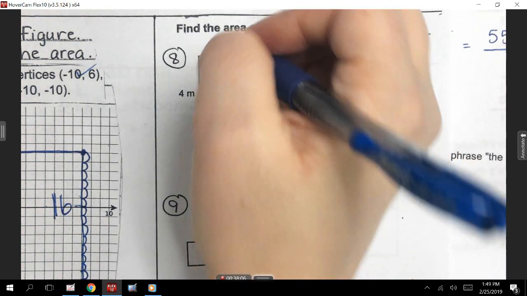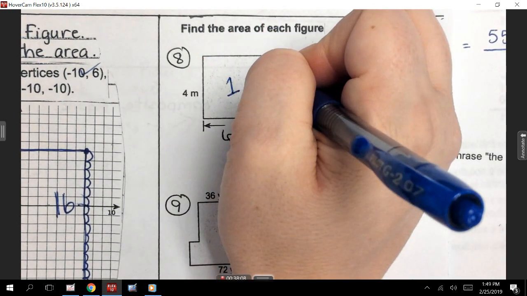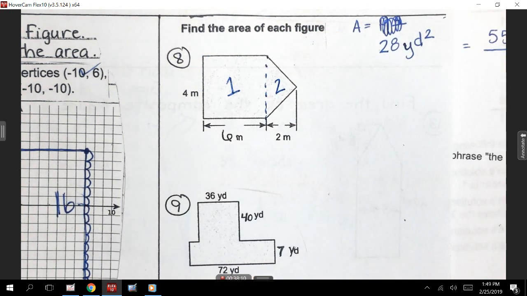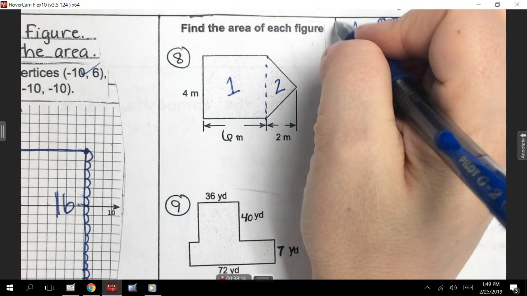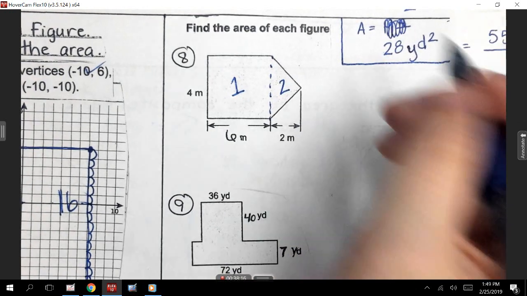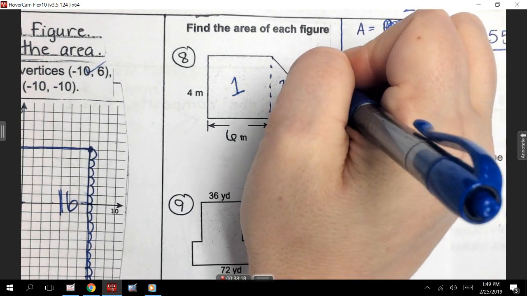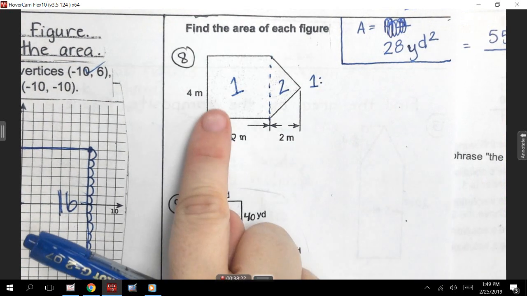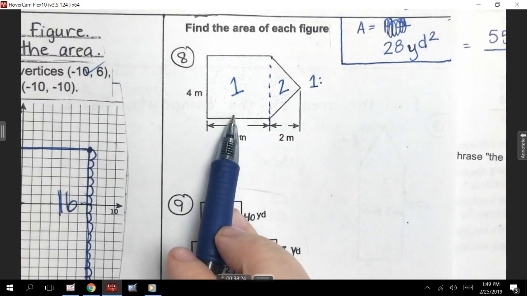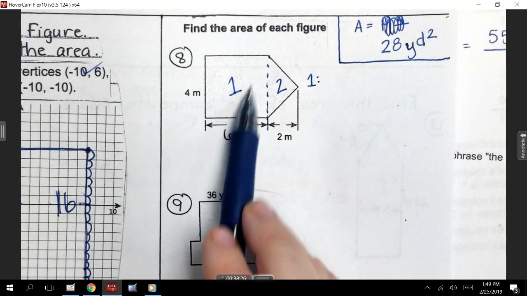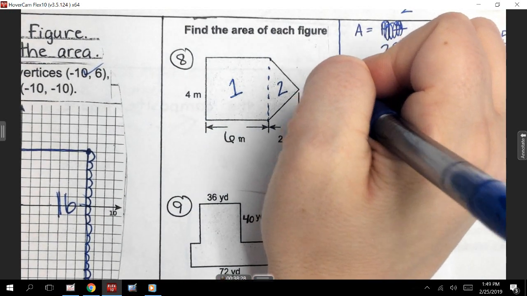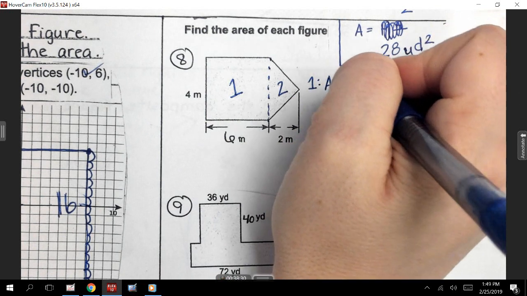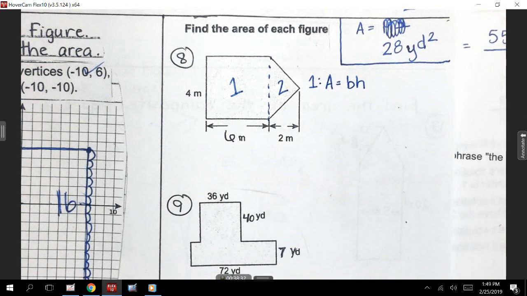And y'all know me, I like to number it. So I'm going to number the rectangle shape 1 and the triangle shape 2. That just helps me to know where my work is. Okay, so shape 1. For that rectangle, what formula do I need to use? A equals BH. Perfect. Could I use A equals LW? Yes, but we can also use A equals BH.